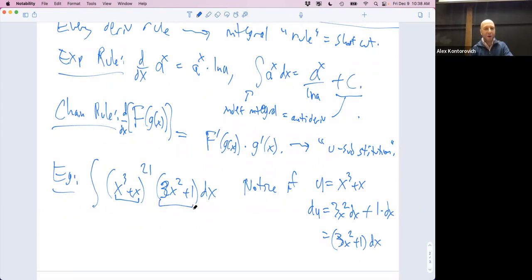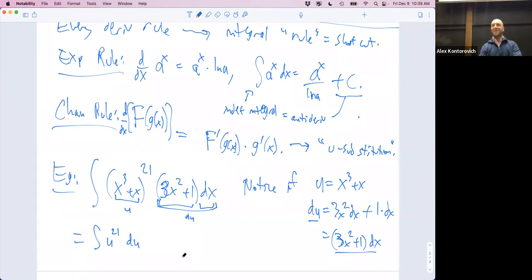I have a 3x squared plus 1 dx. That's the pattern. If you notice that here was an x cubed plus x, and here is something that smells an awful lot like the derivative of this, that means I can interpret what's in here as this u. So I'm going to change variables from x's to u's. This is exactly u. This whole thing is exactly du. And so the integral becomes u to the 21st power du.